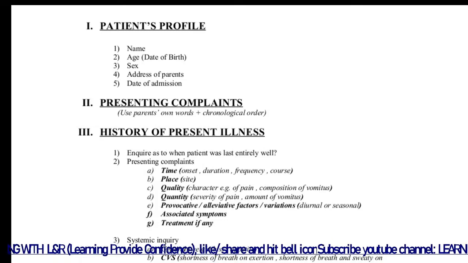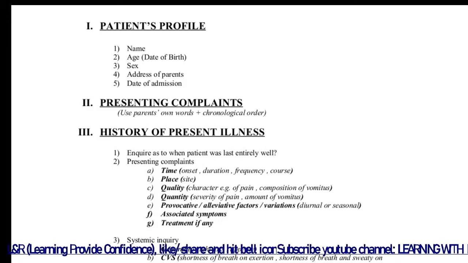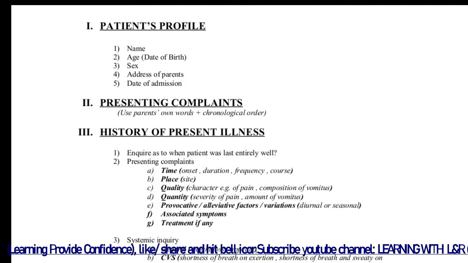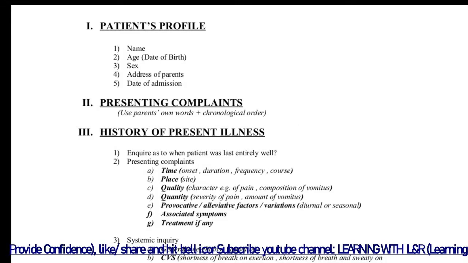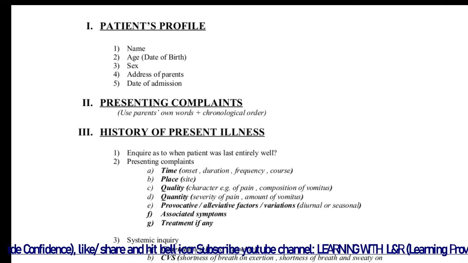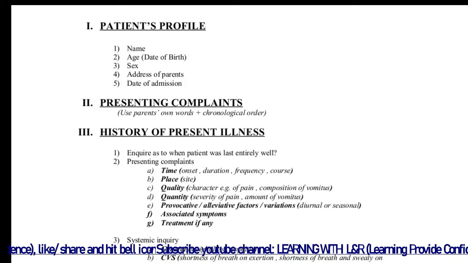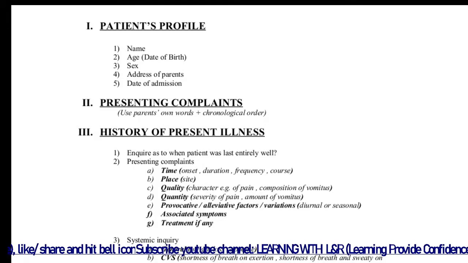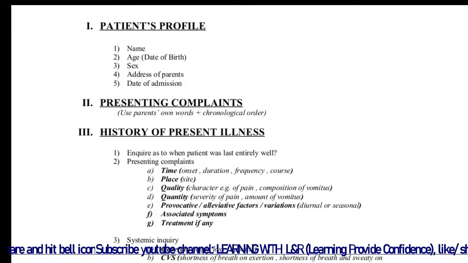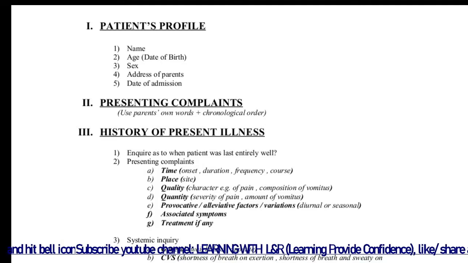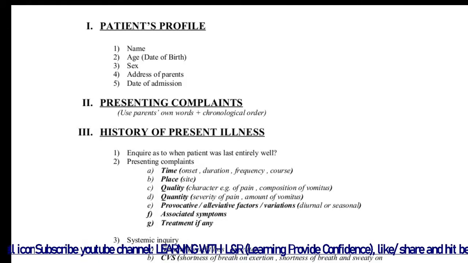Then variation. What do you mean by variation? Diurnal or seasonal? Seasonal means in a particular time of the month or year, or diurnal, every day the symptom is present. Then associated symptoms: other kinds of symptoms also present in the patient, meaning other signs and symptoms that occur when the problem is present. Then treatment, if any kind of treatment was previously taken by the child.